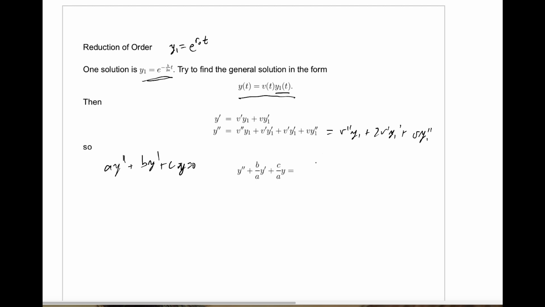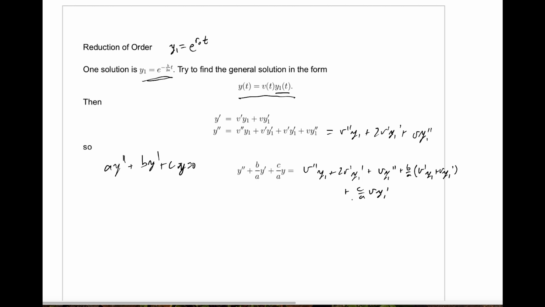y'' is just what we have here at the end. That's v''y1 plus 2v'y1' plus vy1'', and then we're going to add b over a times y'. y' is just v'y1 plus vy1', and then we're going to add c over a times y. c over a times y is just c over a times v y1.